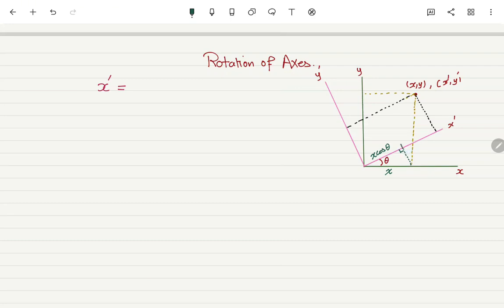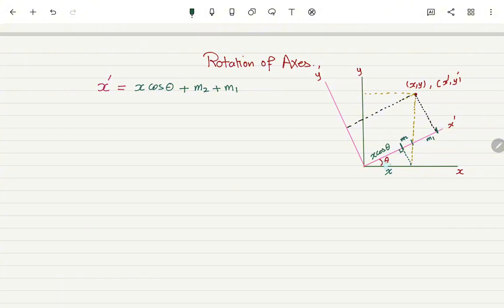If we rename this part just from here to here as M2, and we rename also this part from this point to this point as M1, in this case, x prime is equal to x cosine theta, this one here, plus M2 plus M1. So x prime equal to x cosine theta plus M2 plus M1.